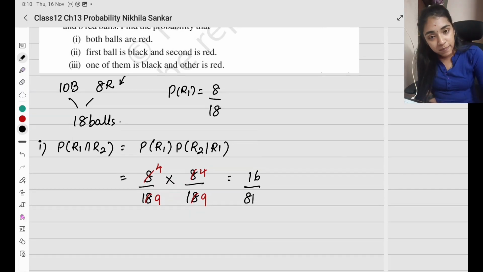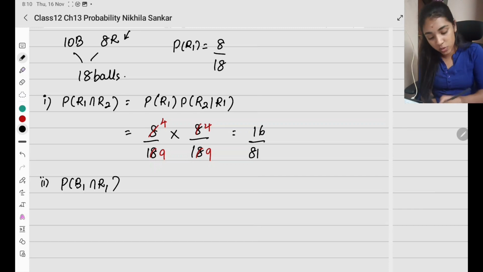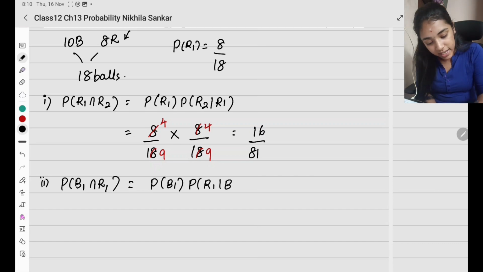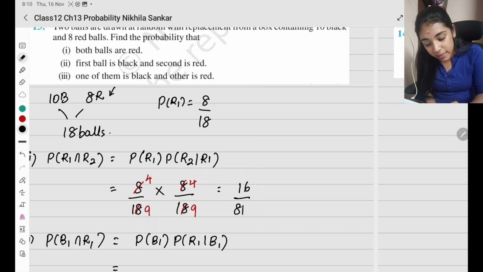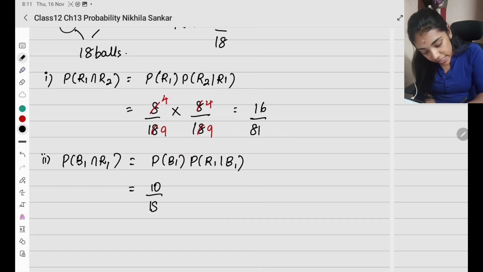Second case, first ball is black and second is red. Okay, first black, then red. Now I have the probability of black ball and the probability of red, given that I have already taken a black ball. So what is the probability of black ball? Black, how many do I have? I have 10. So it is going to be 10 divided by 18.